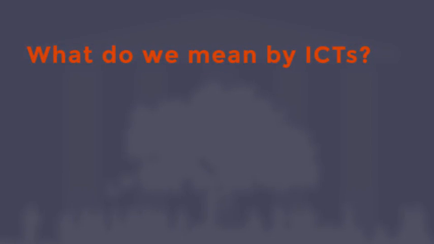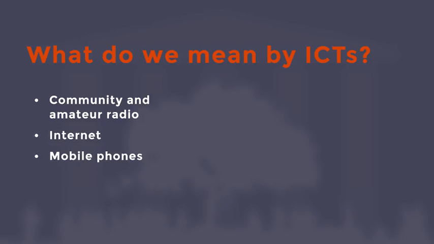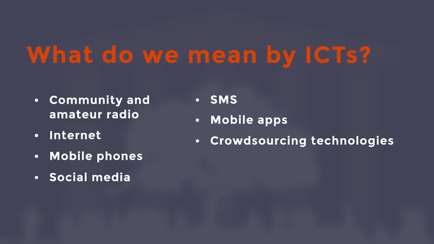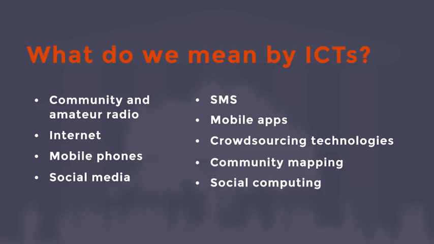But first, let us outline what we actually mean by ICTs. Well, ICTs include both traditional forms of ICTs, such as community and amateur radio, and also more modern uses of communication technologies, such as the internet, mobile phones, social media. You heard a lot about the use of SMS, mobile apps, now crowdsourcing technologies, community mapping, and social computing.